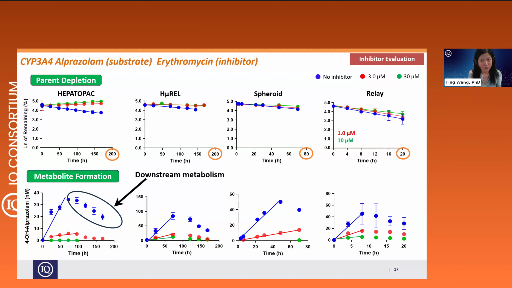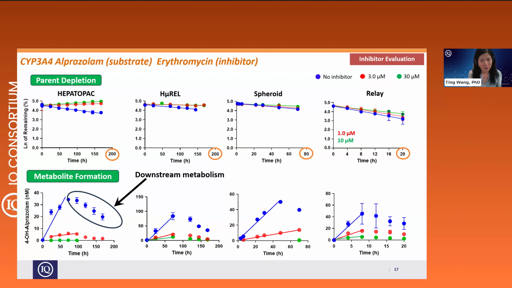This is another example, of 2C19 using phenobarbital as an inhibitor. What we want to mention here is that for this inhibitor, measured by the metabolite formation, it did show excellent inhibition potential for all the systems. Next slide, please.